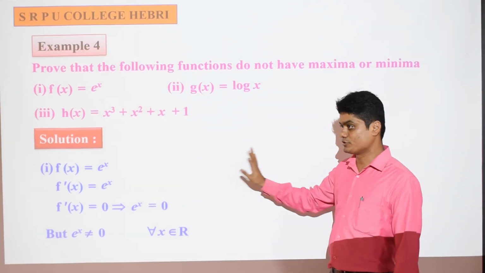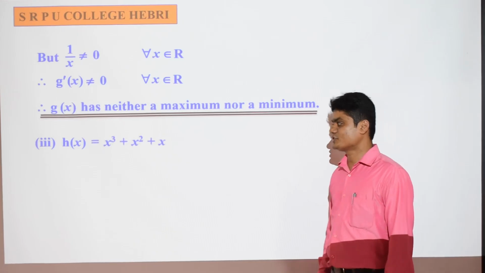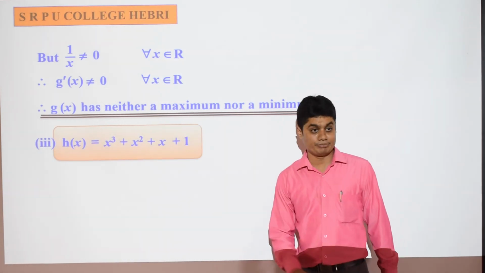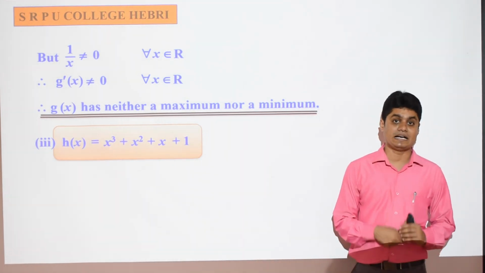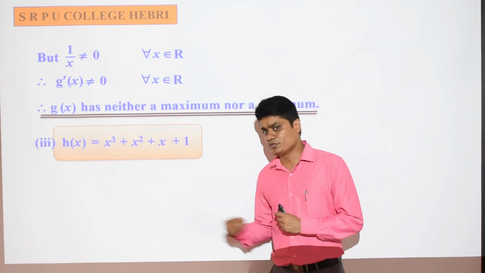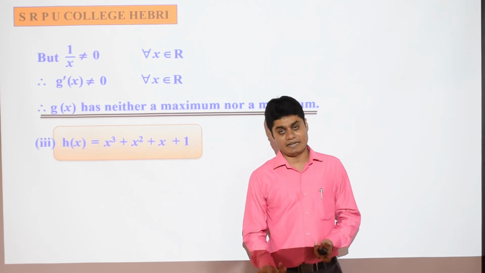I am not going to show you that answer. The question is already there on the board. It's a homework problem. H of x is equal to x cube plus x square plus x plus 1, and you have to prove that this function doesn't have maxima and minima. So the procedure will be the same. Here you may get a critical point, but at the critical point you may not get maxima and minima.